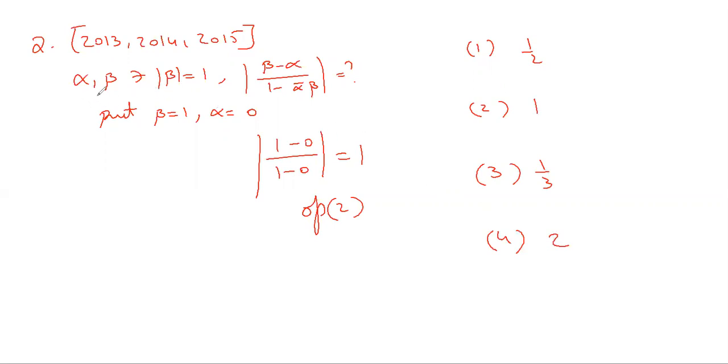When the question says alpha, beta are different complex numbers with mod beta equal to 1, and asks you to calculate this value, and in the options there is no alpha, there is no beta, that means whatever alpha, beta you take satisfying this condition, you will get the same answer. Whatever alpha, beta you take satisfying these two conditions, you will get the same answer.